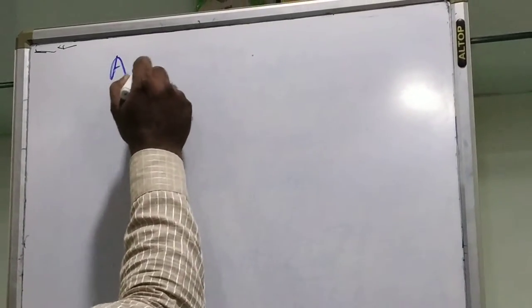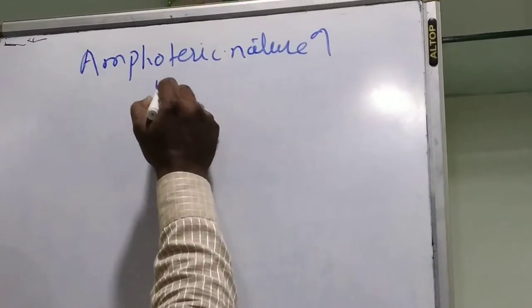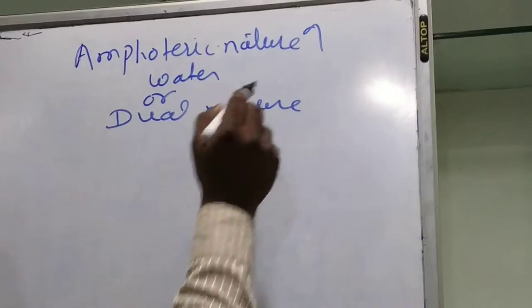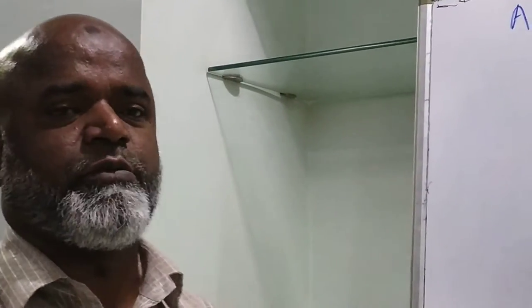Now that is called the amphoteric nature of water. Sometimes you can also call it the dual nature of water. After this Bronsted concept of acid and base, people realized that water has a dual property. It has a dual role. It is amphoteric in nature. What is amphoteric nature? Sometimes water acts as an acid, sometimes as a base. So its dual nature can be explained with the help of the Bronsted concept of acid and base.